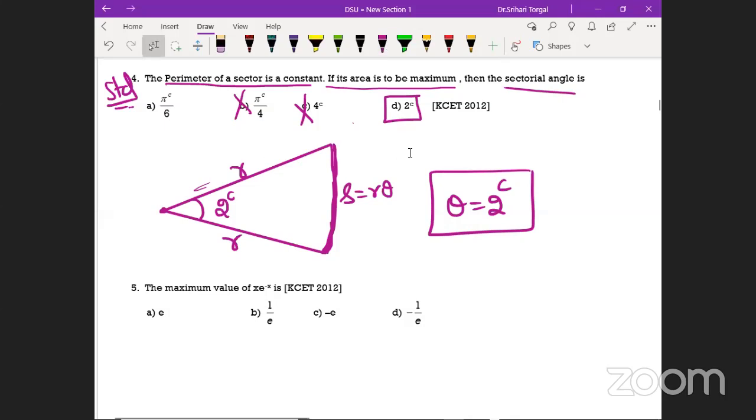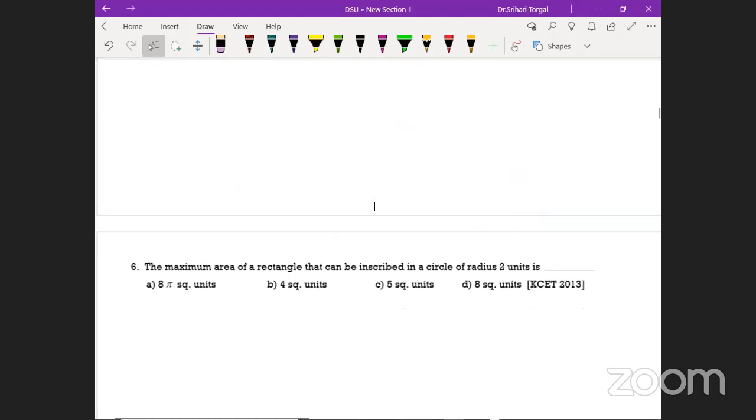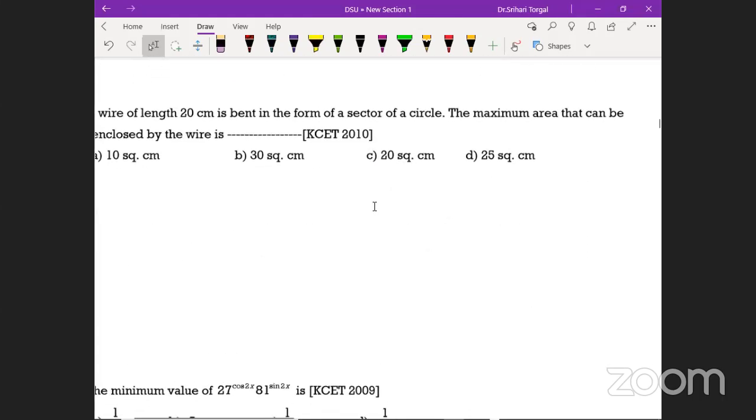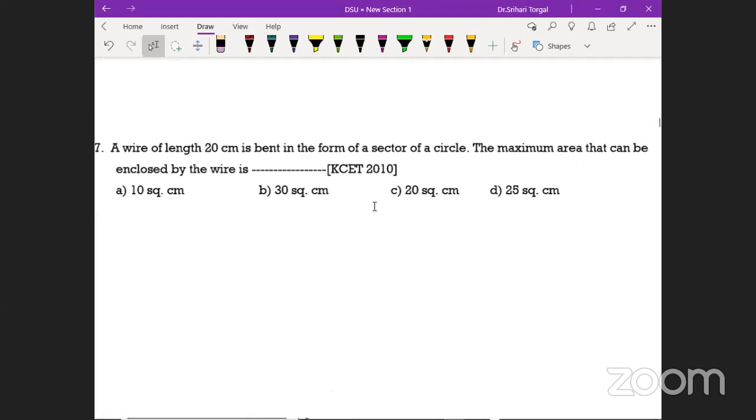See here, this was asked in 2012, and let me take one more problem. See here, in 2010, a wire of length 20 centimeter. Please answer this question. I think you can answer this very easily using the previous data.